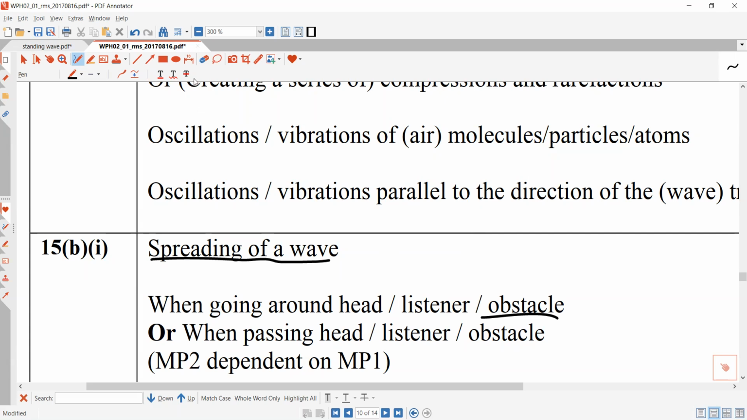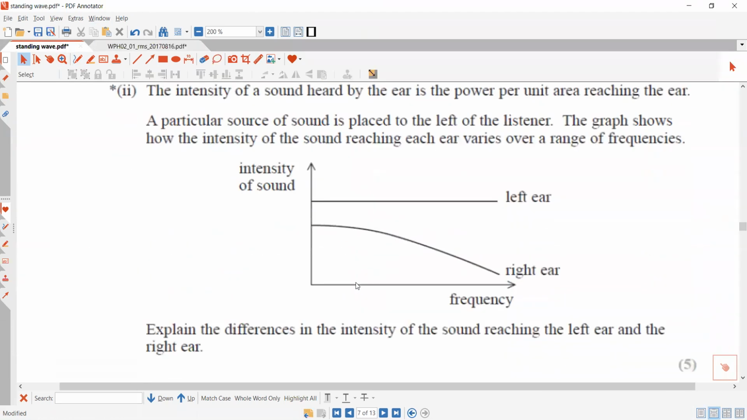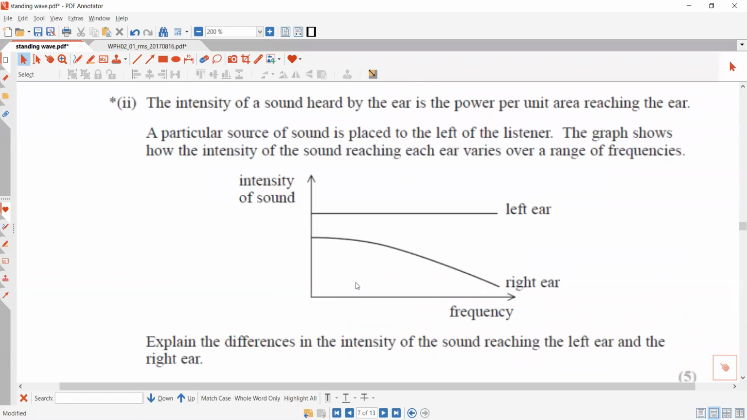Done? Is it done? Okay, fine then. So next they're asking about the intensity. This is the intensity of sound heard by the ear, the power per unit area reaching the ear. You know what intensity is? Like how much sound per square meter is reaching. A particular source of sound is placed on the left of the listener. The graph shows how the intensity of the sound reaching each ear varies over a range of frequencies.